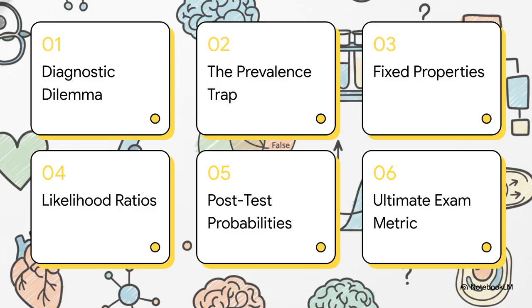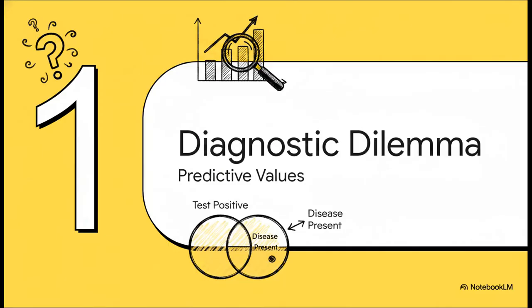Well, to map out exactly why this happens, we're going to cover 1. The diagnostic dilemma, 2. The prevalence trap, 3. Fusing sensitivity and specificity, 4. The power of likelihood ratios, 5. Shifting post-test probabilities, and 6. The ultimate exam metric. Starting with Part 1, the diagnostic dilemma, predictive values.